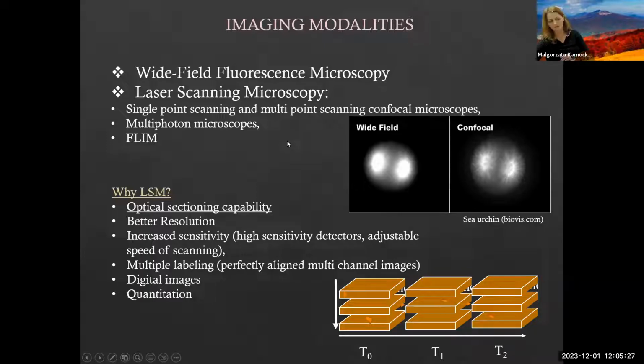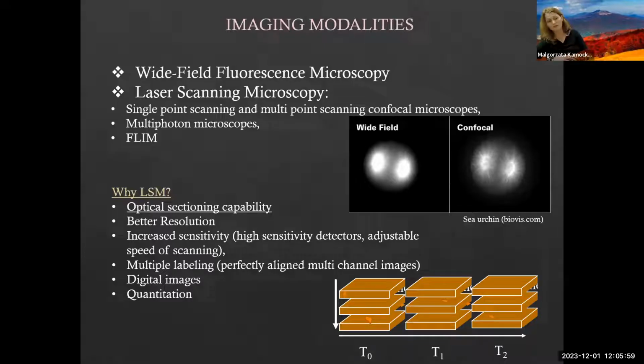This optical sectioning capability is very important, and I would say that is the main advantage of confocal or two-photon microscopy. Those microscopes have better resolution and increased sensitivity, so they have good detectors. You can adjust speed, you can zoom into the area of interest, and you can image multi-labeled specimens and not worry that much about crosstalk between fluorophores, because these microscopes have an option of eliminating crosstalk. All of this makes laser scanning microscopy much better.